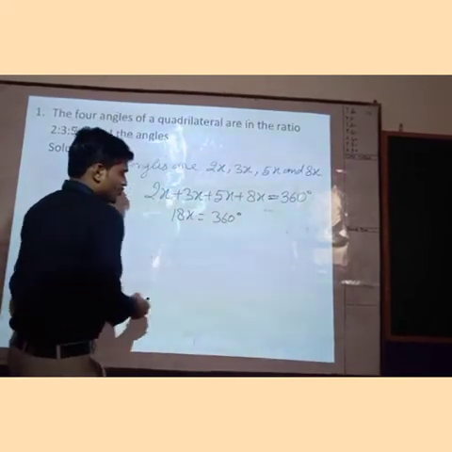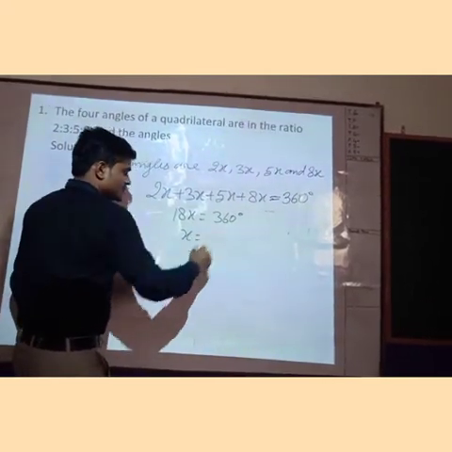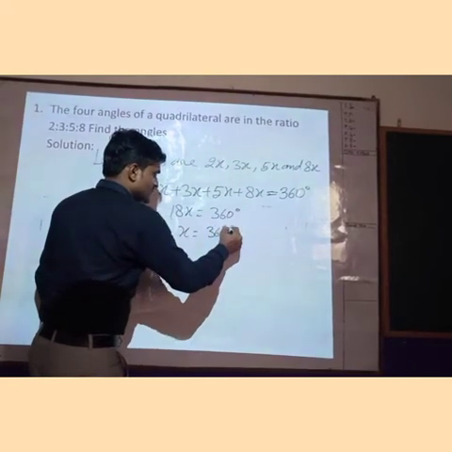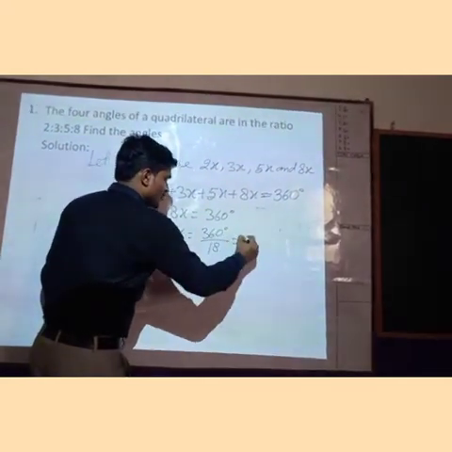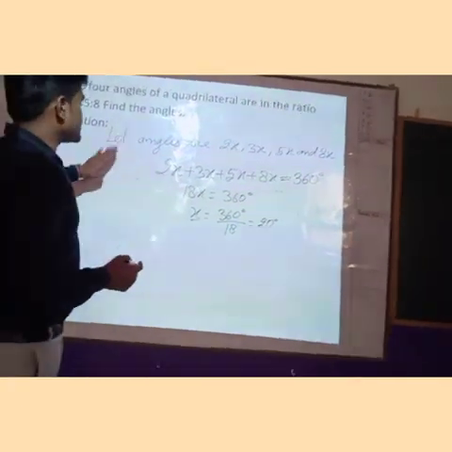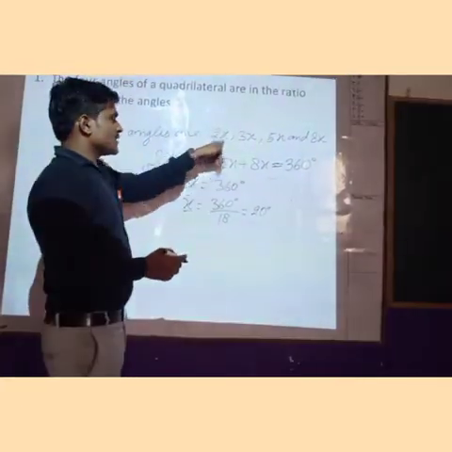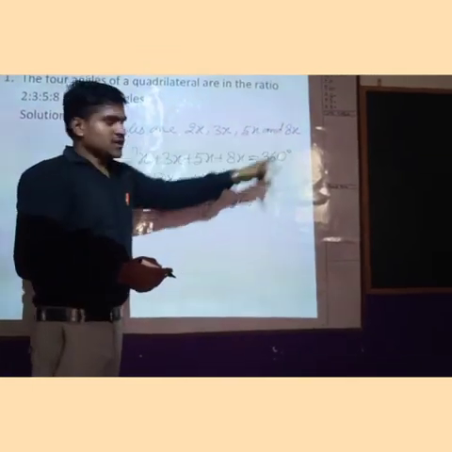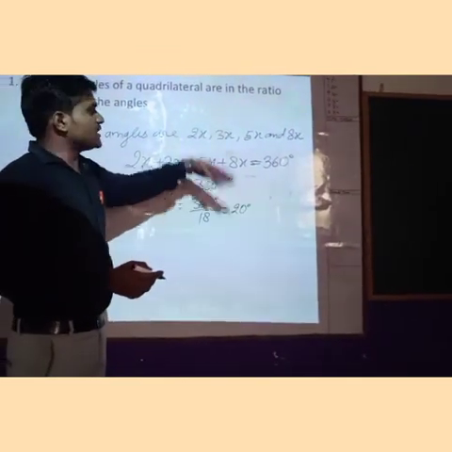We have to find the value of x. So transpose 18 from left to right. So we get 360 divided by 18 is equal to 20 degree. So the value of x is 20 degree. But we considered the angles as 2x, 3x, 5x and 8x. So replace x by 20, and we get the required angles.